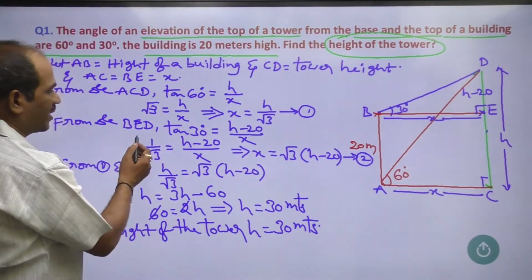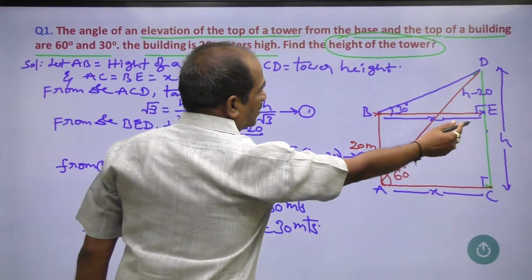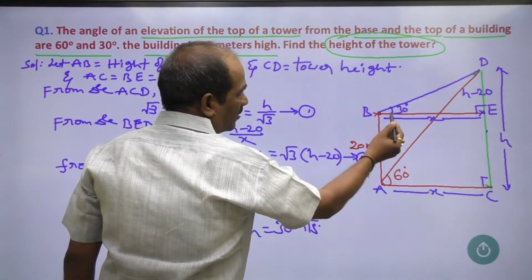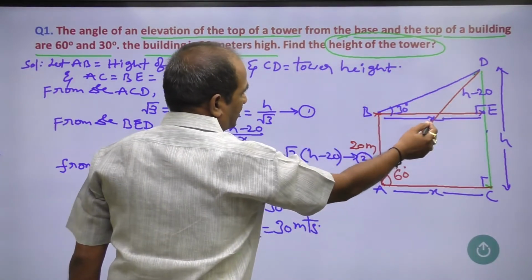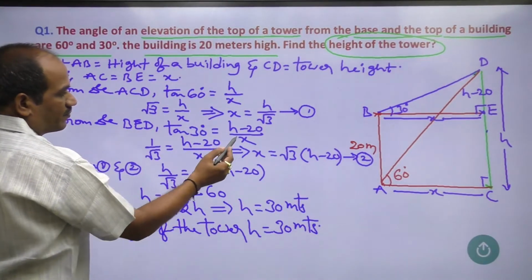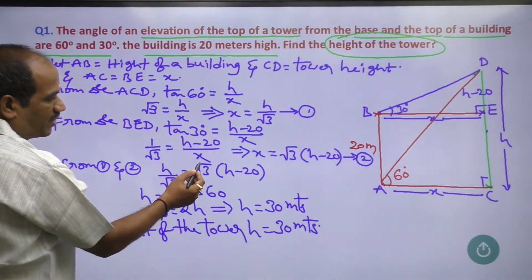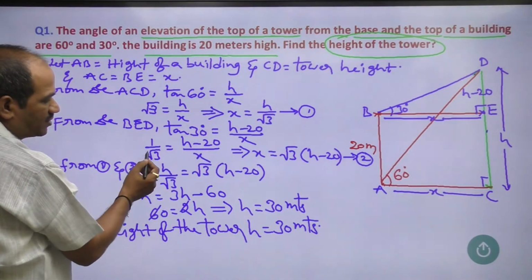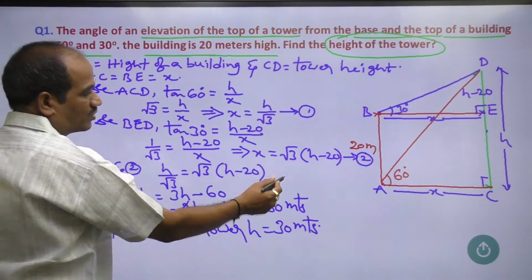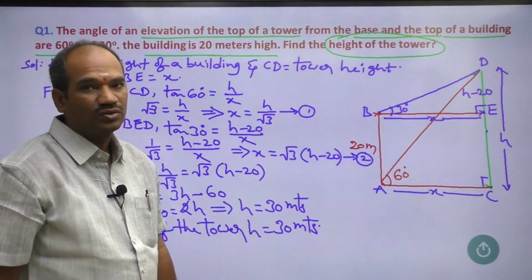Next, from triangle BED, tan 30 is the opposite side by the adjacent side, so H minus 20 by X. The tan 30 value is 1 by root 3, so cross multiplying, X is equal to root 3 into H minus 20. That is equation number 2.